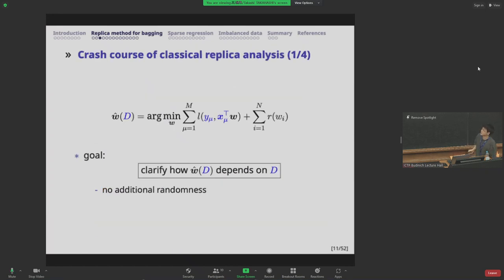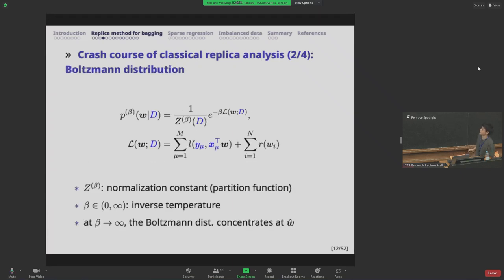To describe the replica analysis for bagging, I will first very shortly review the classical replica analysis for empirical risk minimization. This is a very traditional replica analysis. And here, there is no additional randomness C. So the goal is just to clarify how it depends on the obtained dataset. For using the replica method, we usually introduce a Boltzmann distribution like this. Because this distribution concentrates on the minimizer of the loss function in the zero temperature limit, beta goes to infinity, the analysis is replaced by the analysis of this Boltzmann distribution at zero temperature limit.